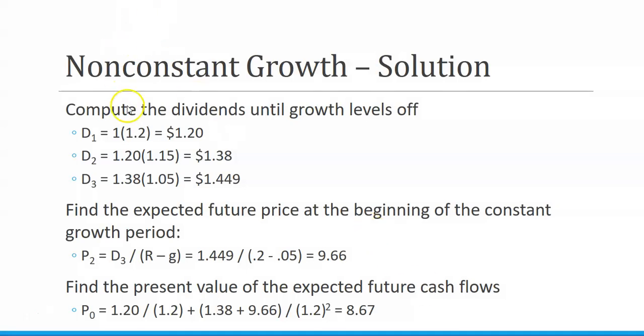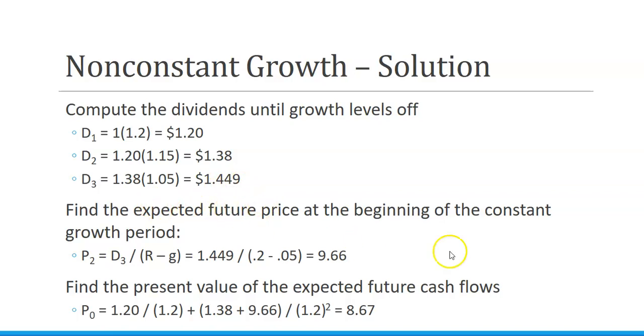So we have a $1 dividend with a 20% growth. So the next dividend will be $1.20. After $1.20, the next year's growth is 15%. So for dividend 2, we have $1.20 times the 15% growth rate, which gives us a dividend of $1.38. Once we get past year 2, then we're going to have a constant growth rate of 5%, which then gets us to D3, or dividend 3, which is $1.45.